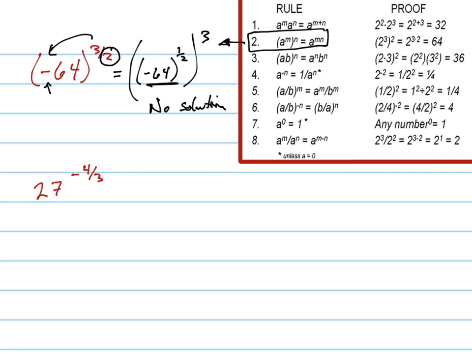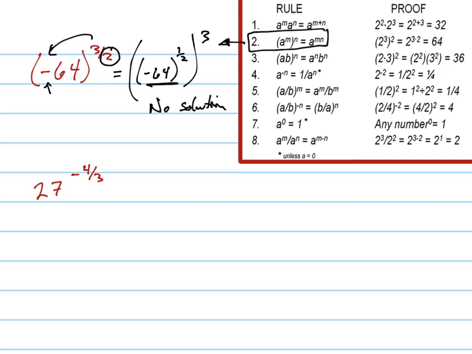Okay. Now what if this wasn't a negative? What if that was a positive? If that was a positive, then you could take the square root of 64, which is 8, and then you would cube 8, and that's your answer. But you can't do that since it's negative.